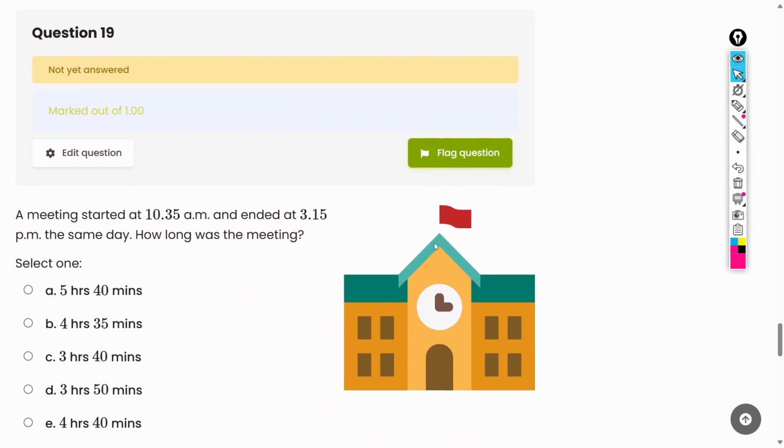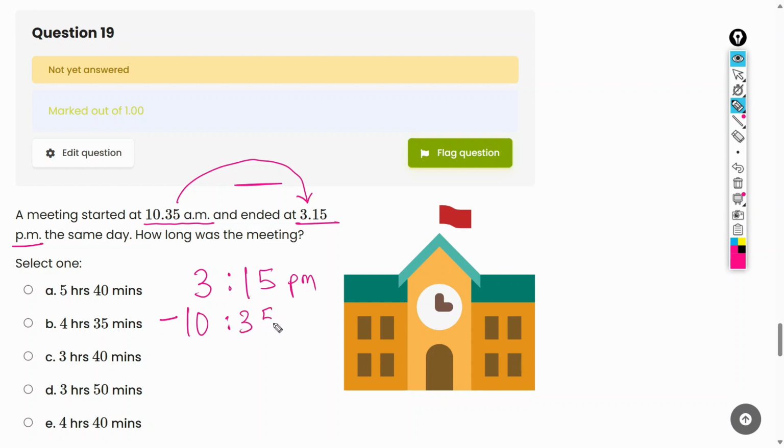Question 19. A meeting started at 10:35 a.m. and ended at 3:15 p.m. the same day. How long was the meeting? We want to figure out how long it takes from here to here. We should subtract. So 3:15 p.m. minus 10:35 a.m.